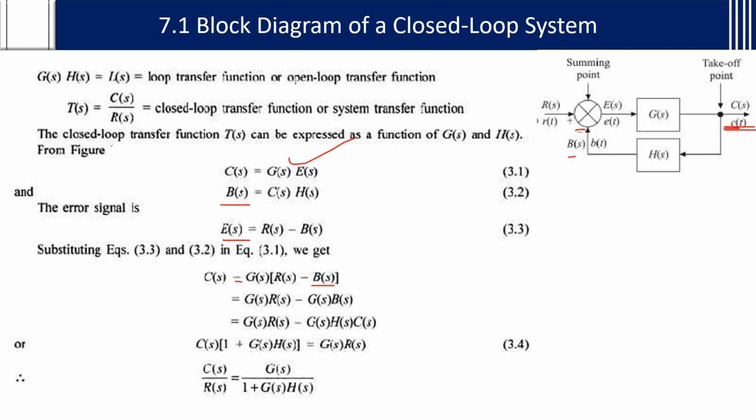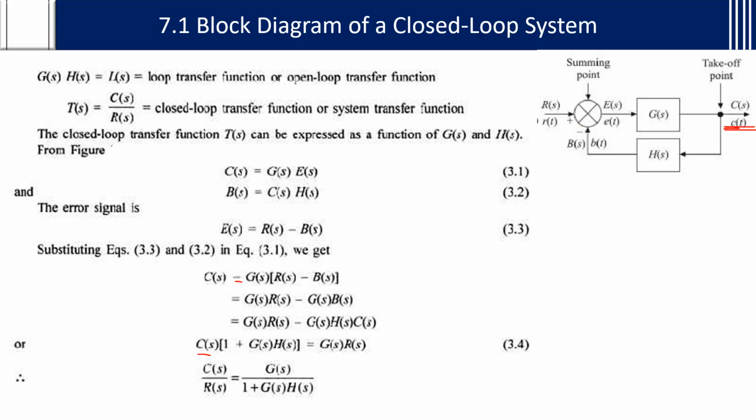You can write output by input. Why? Because you have C of s and R of s separately. So C of s by R of s will become G of s by 1 plus G of s into H of s. I hope you understood why this G of s by 1 plus G of s into H of s has come. Here if it was plus, here it will become minus. Keep that in mind. Everything is the same, only that minus will change.